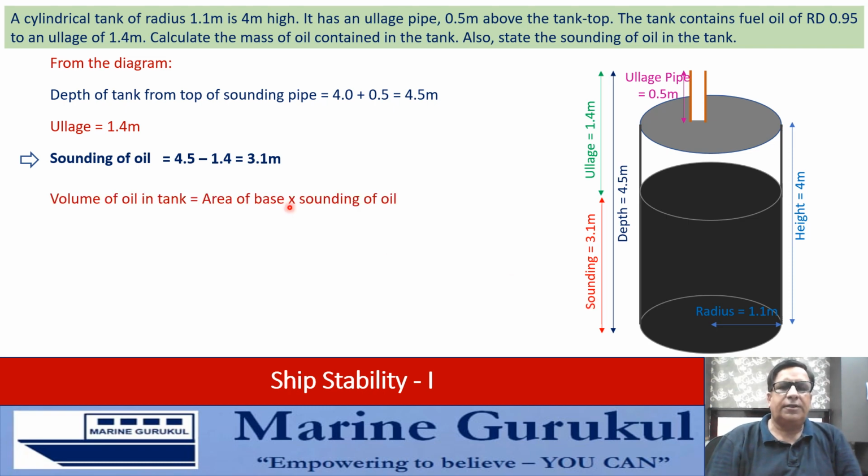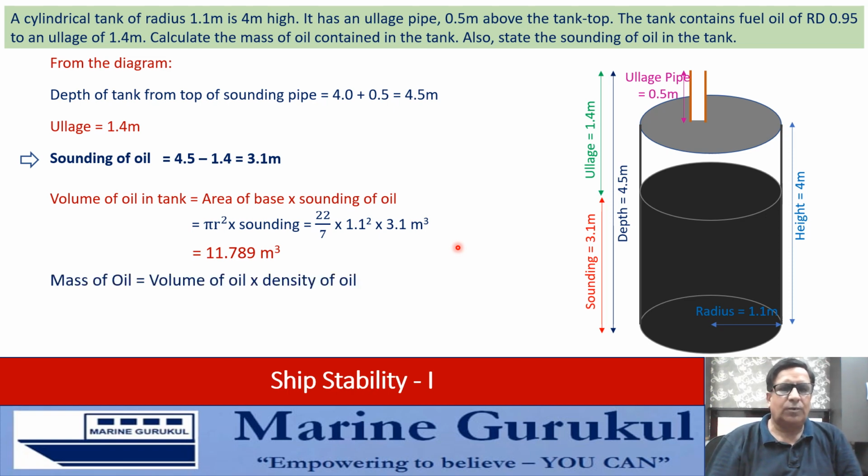Volume of the oil in the tank is area of the base multiplied by sounding of the oil. Area of the base shall be pi r square. When we put these values, we get the volume of the oil to be 11.789 cubic meters. We also know density is equal to mass upon volume, or mass is equal to volume into density. Volume we have just calculated.